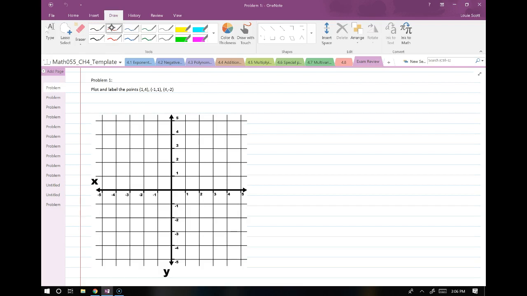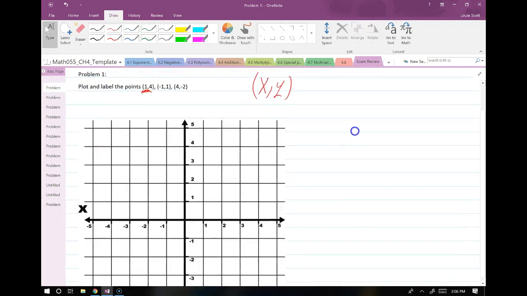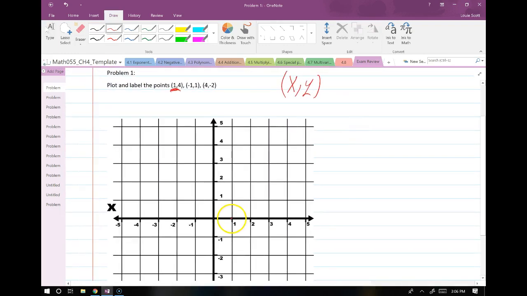Like I said, both these packets are made from previous exams, and so you can see how similar your exam will probably be to this. Okay, so when we plot points, we just have to remember that points, unless labeled otherwise, are always in the form x, comma, y. So our x coordinate comes first, then comes our y coordinate. So with this first point, 1, 4, we go over 1 on the x-axis, and then we go up 4 on the y-axis to this point. So we say that is 1, comma, 4, and we label it.